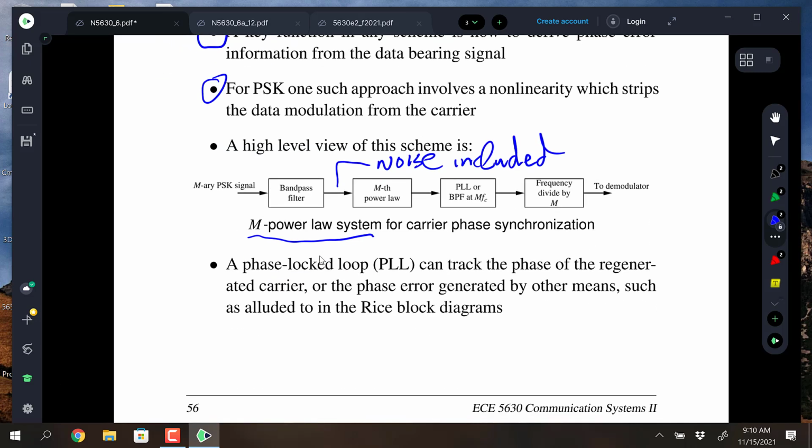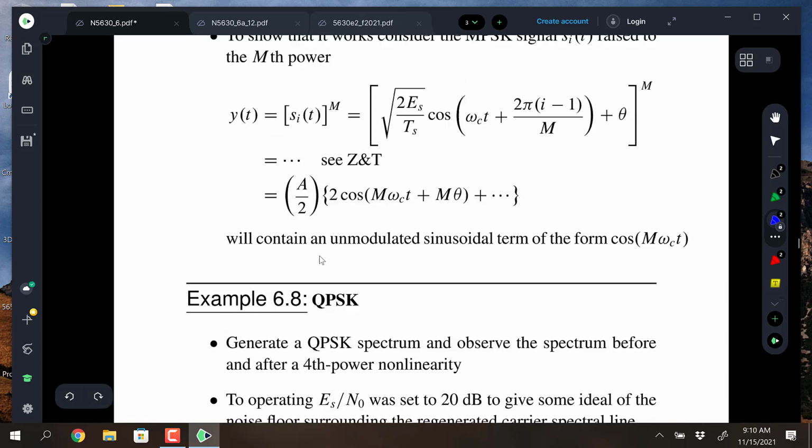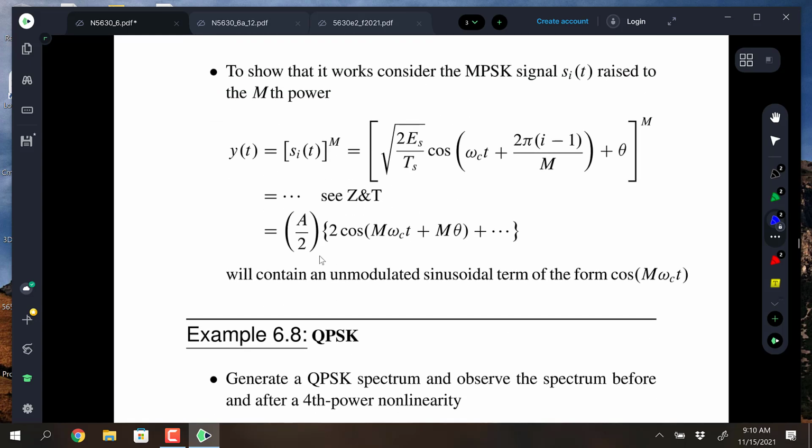But you can still set up a phase lock loop, and you can track it, and then you can divide by M, or something along those lines. So this is what's talked about in the textbook, is just raising it to the nth power and then expanding it out. What you're looking for is fundamentally you're looking for this.